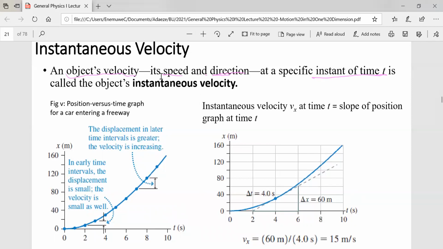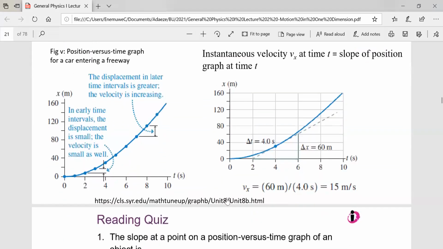And what is instantaneous velocity? The object's velocity is speed and direction at the specific instant of time. At the specific instant of time, we call such a velocity instantaneous velocity. That means it is the velocity of this object at this point. The velocity at each point. It's the instantaneous velocity.